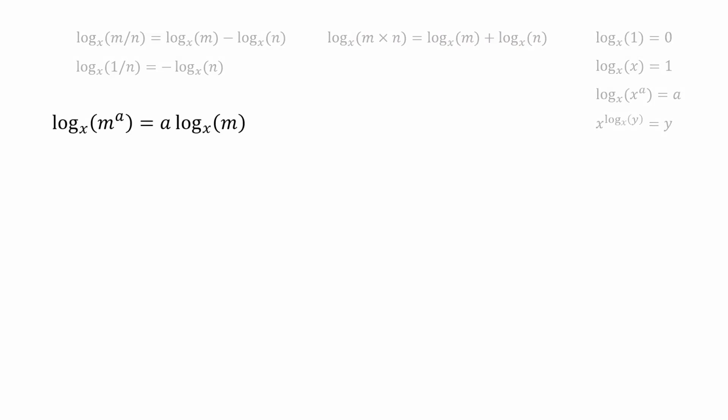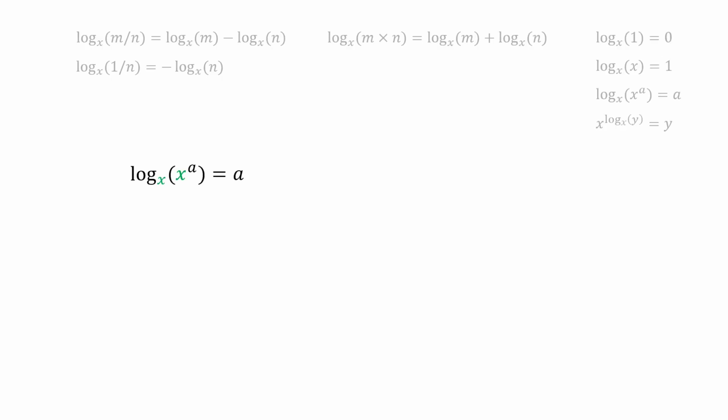Don't mix up this rule with this one. In this, the number is the same as the base. Here, they're totally different. But if you look more closely, you'll see the second rule is, in fact, a special case of this first, where the number m is the same as the base x. And since the log of a number with the same base is 1, you're just left with the exponent.